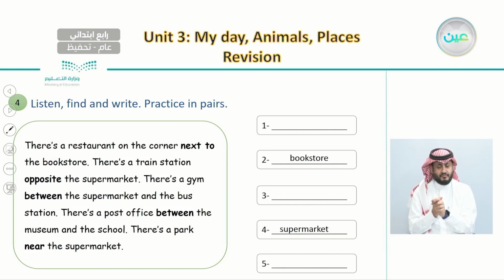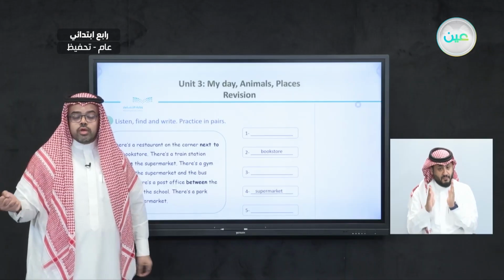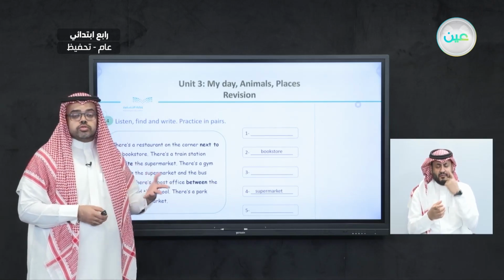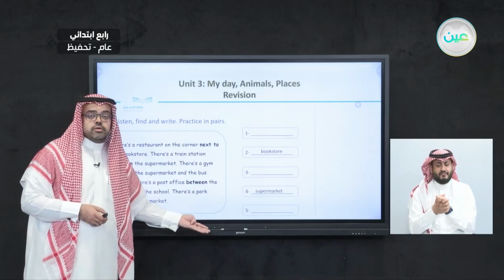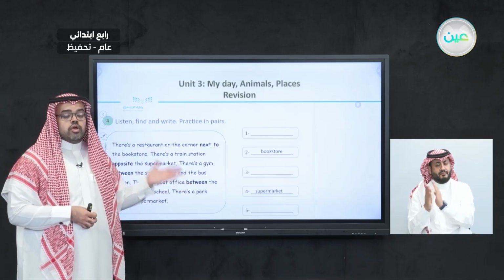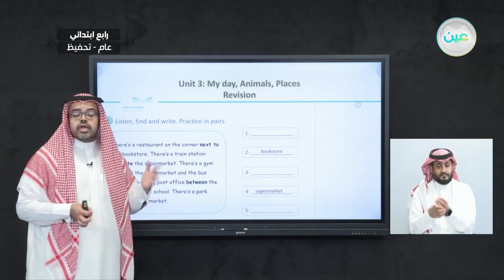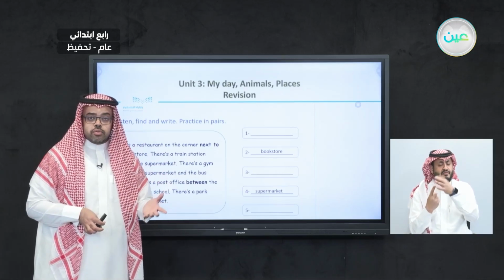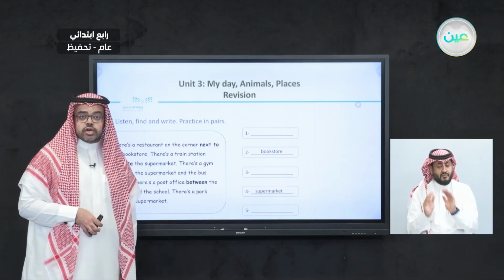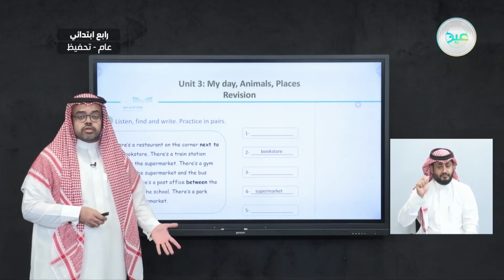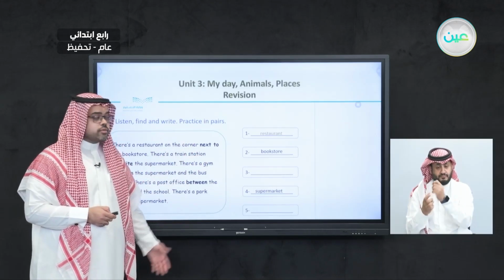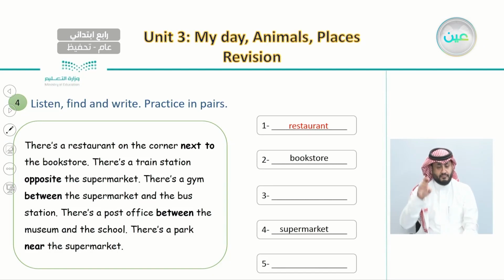Here we're talking about a bookstore and a restaurant. First, what we need to do is to look for these 2 places. Do we have them here? Here we have only number 2, which is a bookstore. So let's read the sentence again and see what is next to the bookstore. Next to the bookstore, there is a restaurant. So we go to number 1 and we write a restaurant.